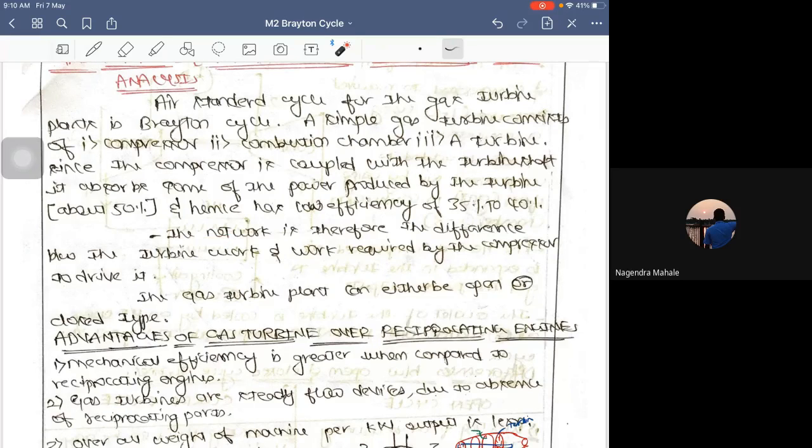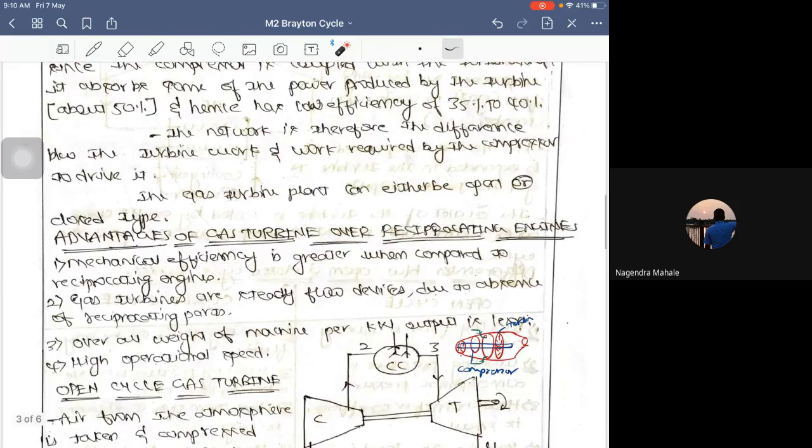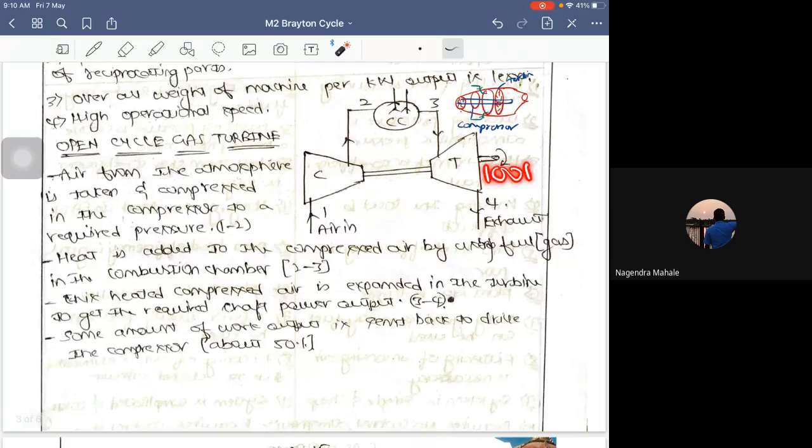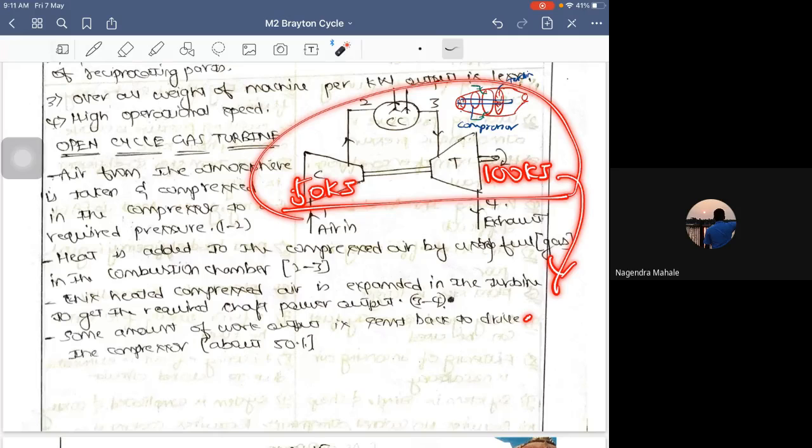The net work is therefore the difference between the turbine work and the compressor work. So if I told you the turbine is generating 100 kilojoules of work, and the compressor requires 50 kilojoules of work, what is the net output from the complete system? How much work can I expect? 50 kilojoules. So the net work output from the gas turbine plant would be the difference between the turbine work and the compressor work.